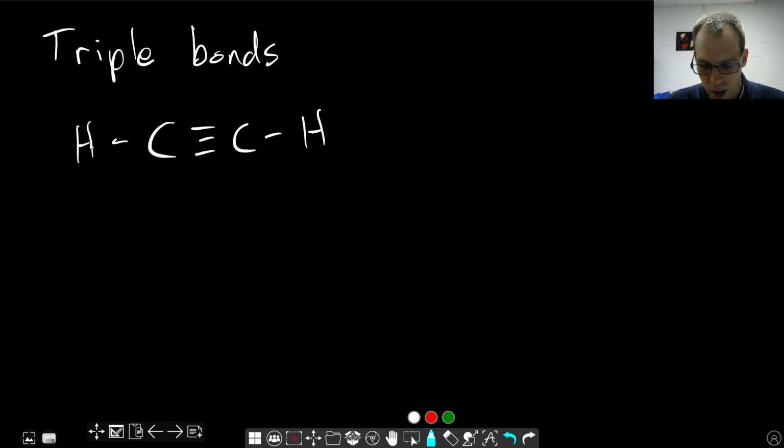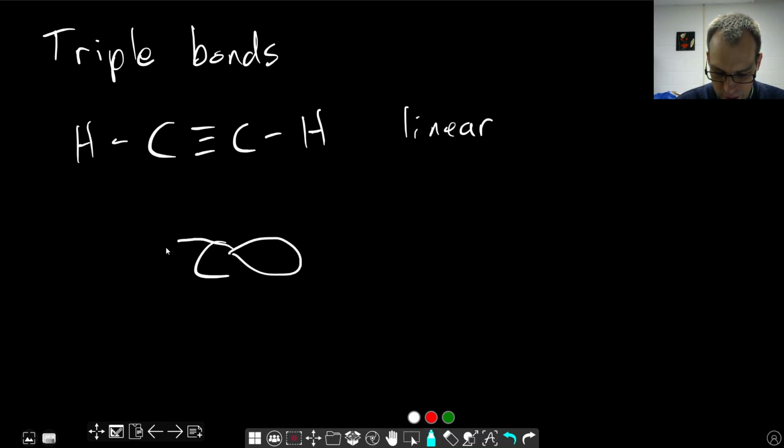Okay, so we know this forms a linear geometry based on VSEPR theory because we just have two bonds to worry about. But let's now think about how this can occur in terms of hybrid orbitals in valence bond theory. If we look at one of our carbon atoms, to get a linear bond like this, it mostly looks like a p orbital, but we need two separate parts. Remember, a p orbital is just one thing. We need two separate p orbitals, and so we take one s orbital and one p orbital.